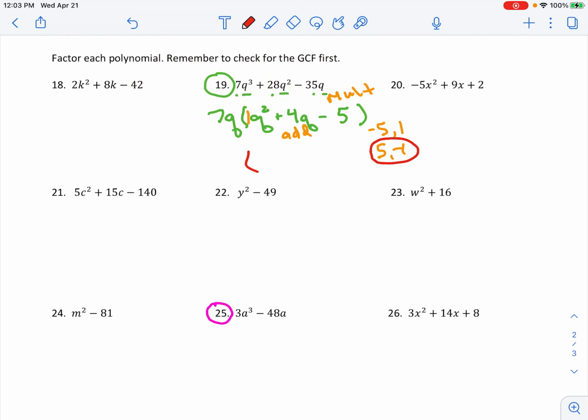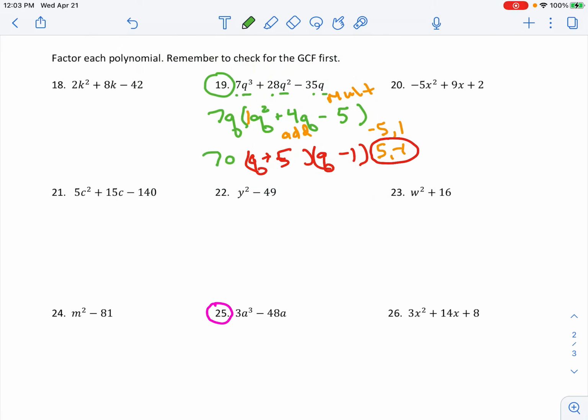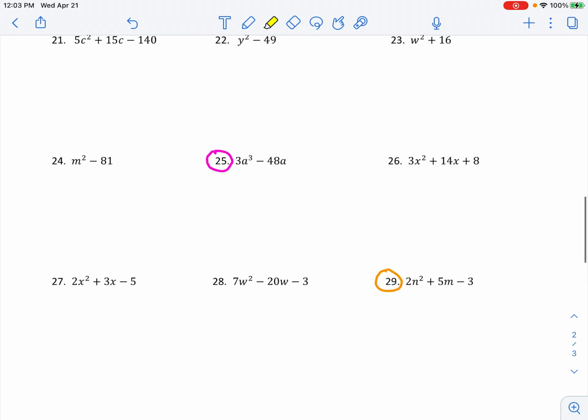All right, so now when I factor this, remember those two numbers are going to go into my parentheses, and what goes in the front is whatever letter I have. So in this case it's a Q, and then what still goes out in front, don't forget, is that 7Q you already factored out. So then my answer is 7Q times Q plus 5 times Q minus 1.